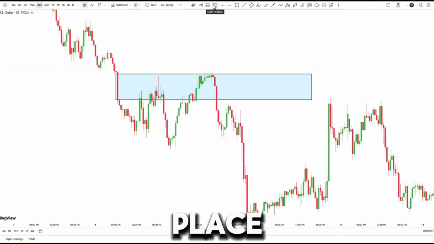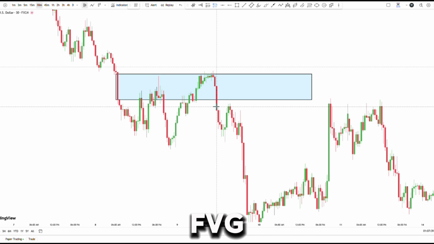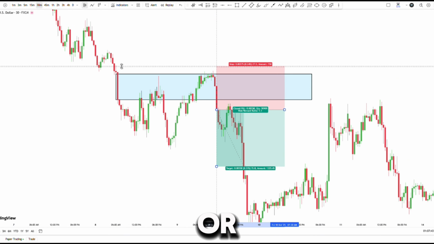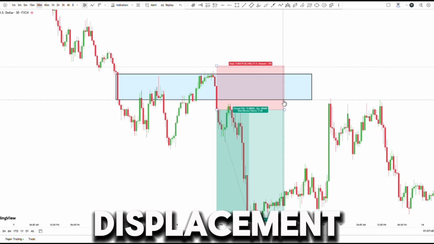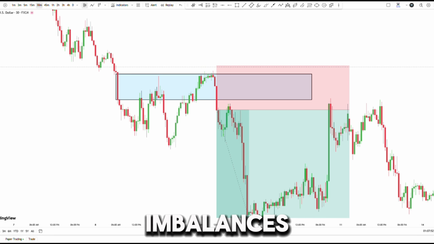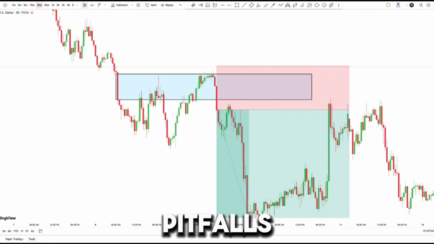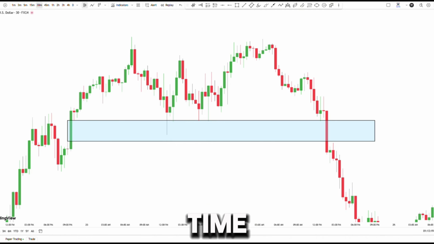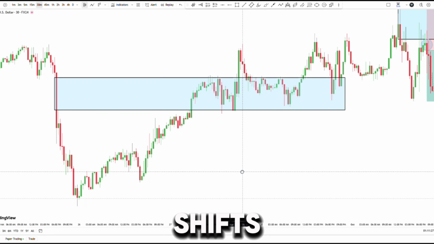Risk management. Place stops outside the FVG, e.g., below the low for longs. Aim for 1:2 risk-reward or better. Advanced: in ICT, FVGs can signal displacement phases in market structure, where price breaks structure and leaves imbalances. Potential pitfalls. Not all FVGs get filled immediately. Some may take time or invalidate if market sentiment shifts.